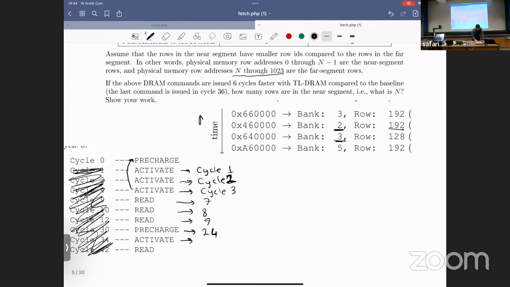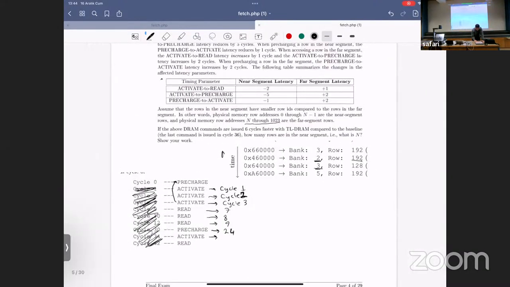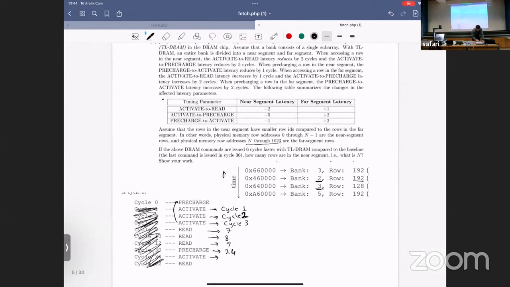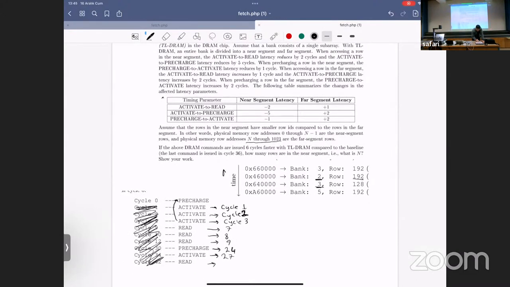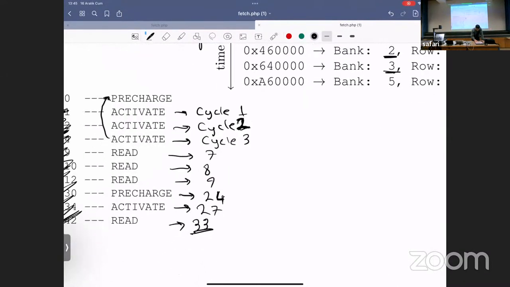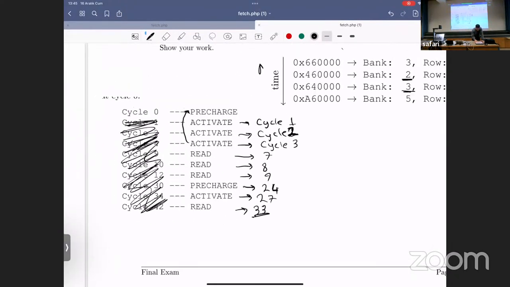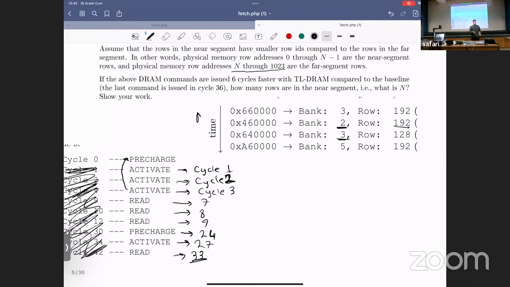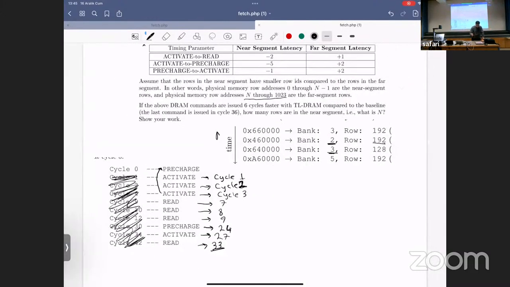And then we have the activate command to the same bank. And this should be 3 cycles, 27. We add 6 more, and now we get 33. So here we overshoot the latency. So we need to put some of the rows back in the far segment. So if everything is in the near segment, we have a latency that's lower than what the question asks us. That's why we need to put some rows in the far segment.